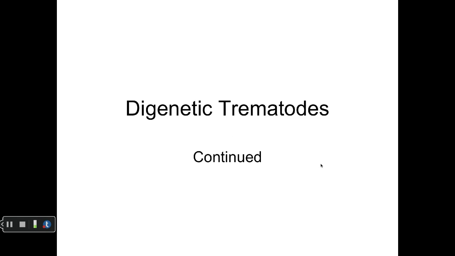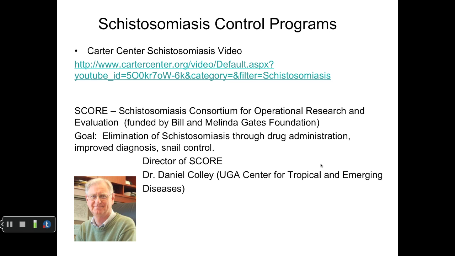Hello. In this lecture, we will be continuing our discussion of the digenetic trematodes. I want to begin by touching base with you again on schistosomiasis and mentioning a couple of important ongoing control programs that are occurring. We referenced one of these programs in the article that I gave you to read. This particular control program was focused on schistosomiasis japonicum and the efforts that are being made in the Philippines to try to control the disease there.